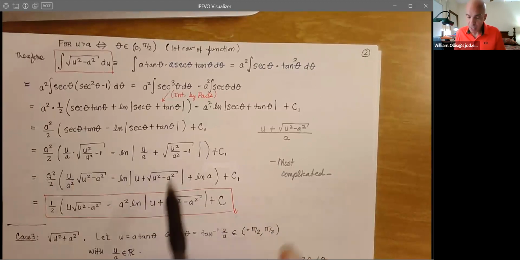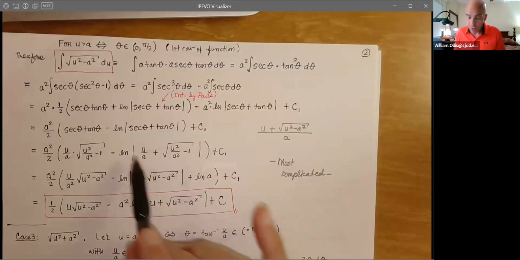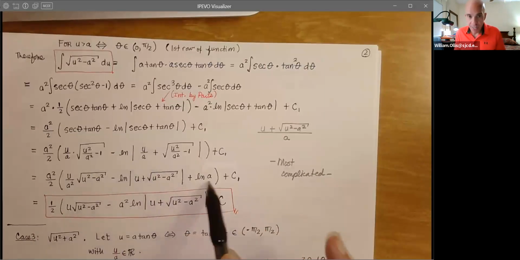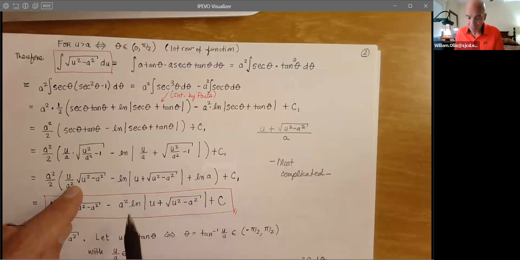Now here's the deal. The common denominator here is a, and then with the minus, we just throw this out here using the laws of logarithms. And then what's left behind is the natural log of u plus the radical of u squared minus a squared, when we get the common denominator. And the same thing over here.